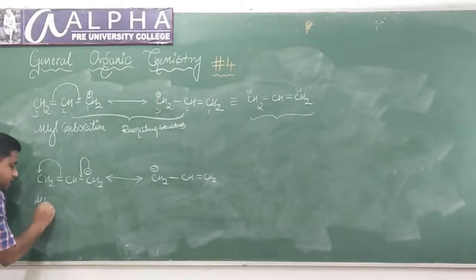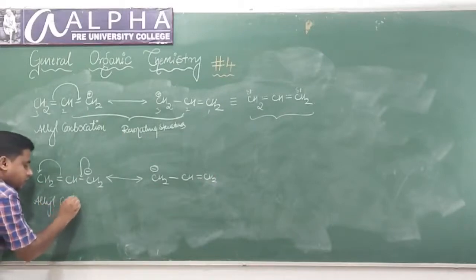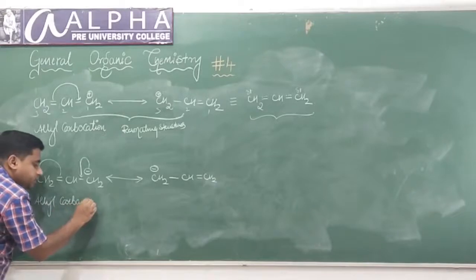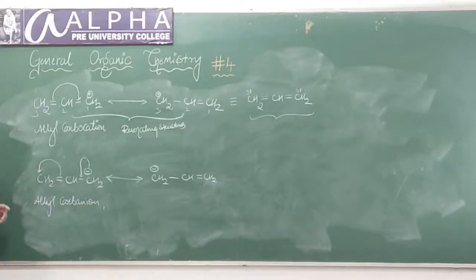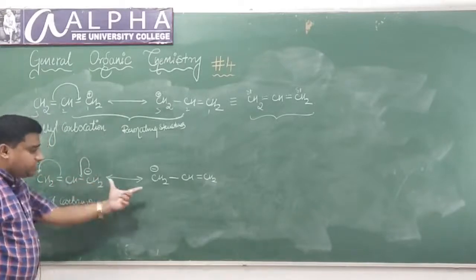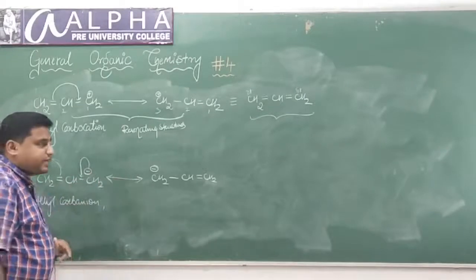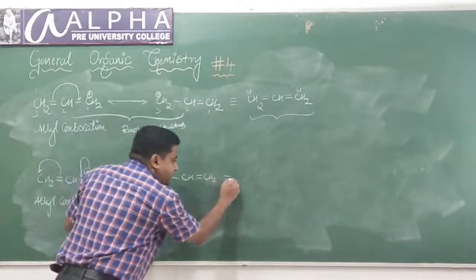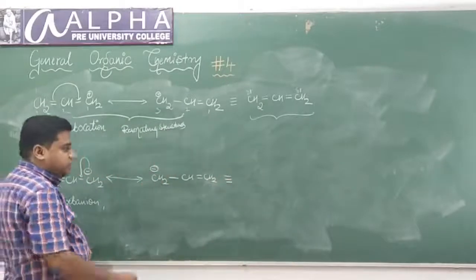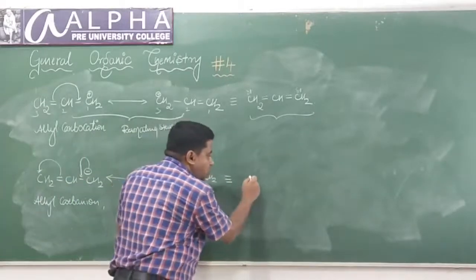This is called allyl carbanion. Now observe the resonating structures. Once again, these two are not the real structures, they are imaginary structures. What about the real structure? What is the actual structure? Let us write the actual structure. How to write the actual structure?